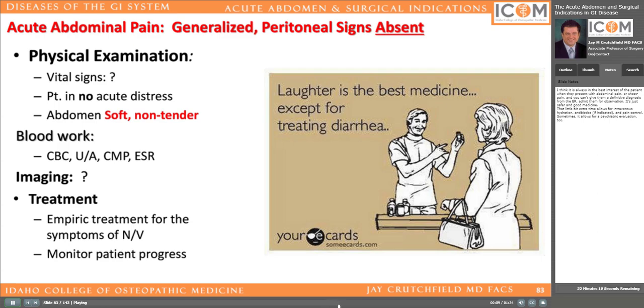The treatment's usually empiric for the symptoms of nausea and vomiting, and sometimes we will actually admit this patient for observation. It's always in the patient's best interest when they present with abdominal pain or chest pain and you can't give them a definitive diagnosis from the emergency room. You should admit these patients for observation. It's just safe and good medicine.